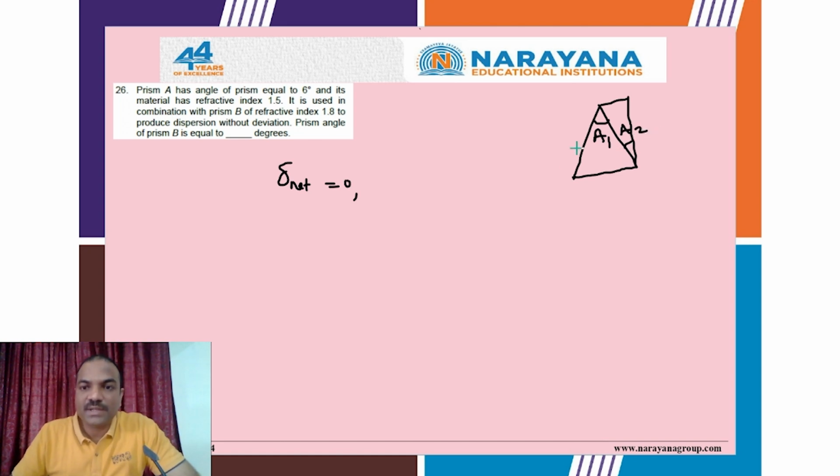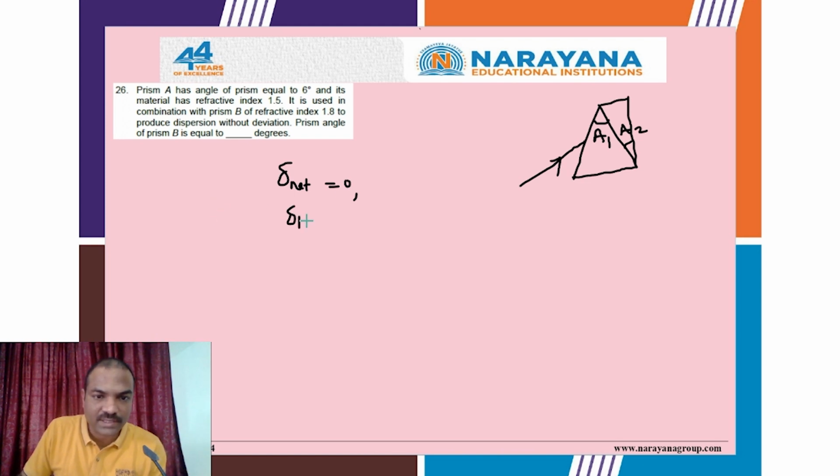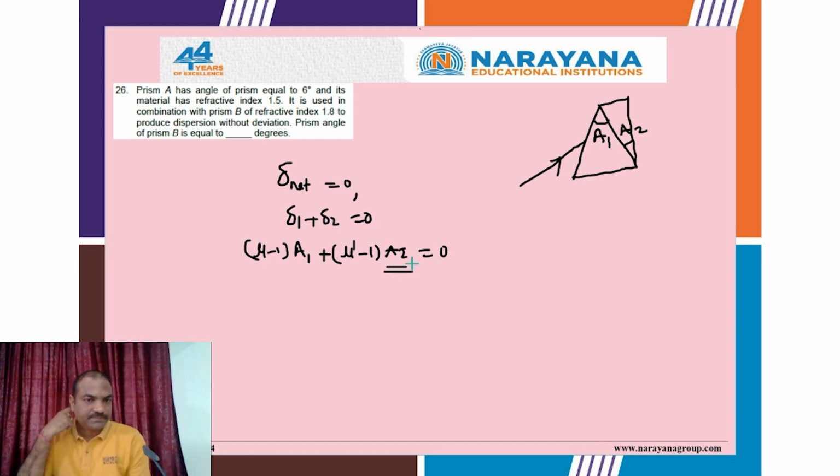Usually we connect them in reverse, because the ray incident on the first prism will try to bend towards the base, that means in the downward sense. Then the other prism will try to bend towards its base, which will be in the upward sense. So both senses can cancel out if their values are equal. As the net deviation is 0, I can write that delta 1 plus delta 2 is equal to 0. So (mu minus 1) into A1 plus (mu dash minus 1) into A2 is equal to 0. They are asking for the angle of the second prism.